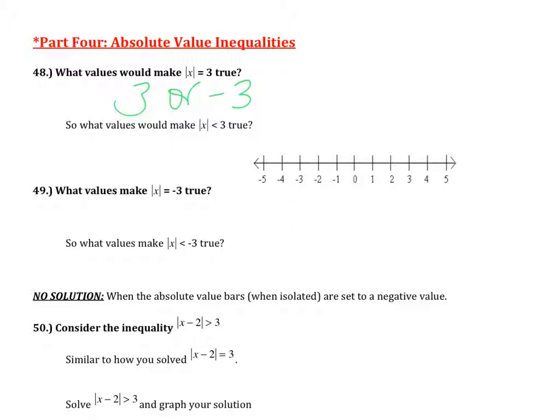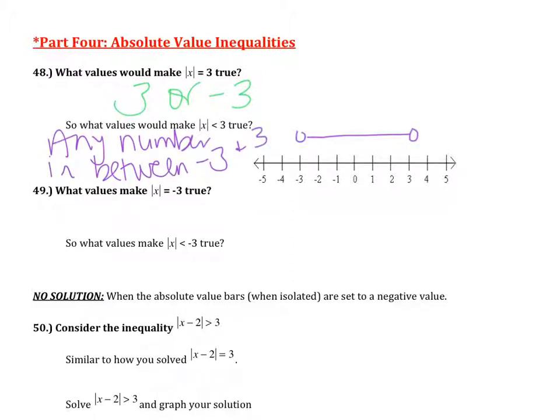So what values would make absolute value of x less than 3 true? If we think about what would make this true, it's going to be anything in between negative 3 and 3. So any number in between negative 3 and 3, not including the 3's, so they're going to be open points, would be a solution to this absolute value inequality.